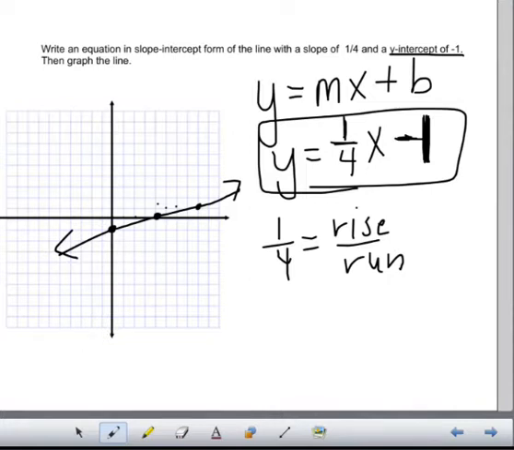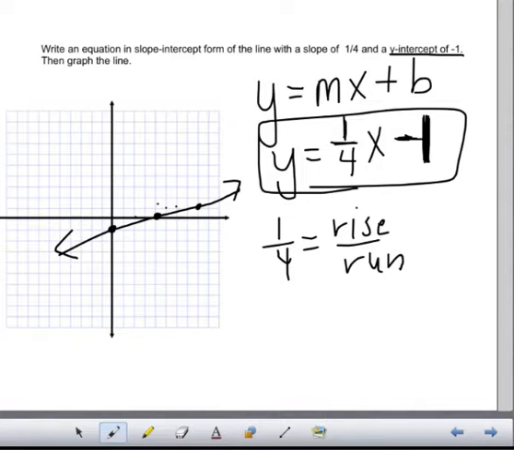That's using your slope. So if I have that y-intercept, notice when I do my slope, I'm starting from that point. You're not starting from the origin, starting from the middle. You're starting from the y-intercept. You're starting from the point you know, and then you're doing rise over run.